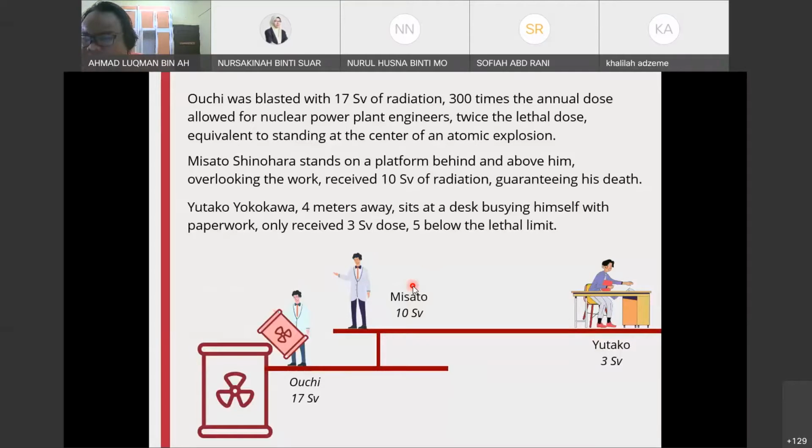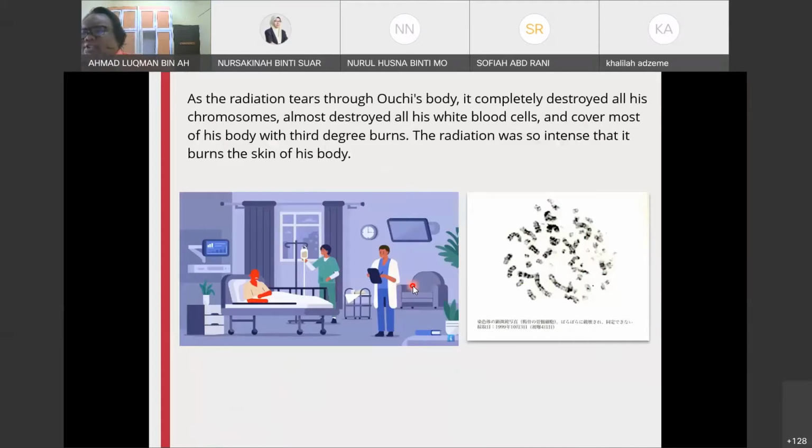Masato Shinohara stands on a platform above him, overlooking the work, receiving 10 sieverts of radiation, guaranteeing his death, while Yutaka Yokokawa, 4 meters away, sits at the desk busying himself with paperwork, only received 3 sievert doses, below the lethal limit. As the radiation tears through Ouchi's body, it completely destroyed all his chromosomes, almost destroyed all his white blood cells, and covered most of his body with third-degree burns. The radiation was so intense that it burned the skin of his body inside out.